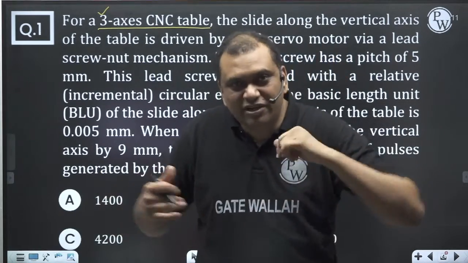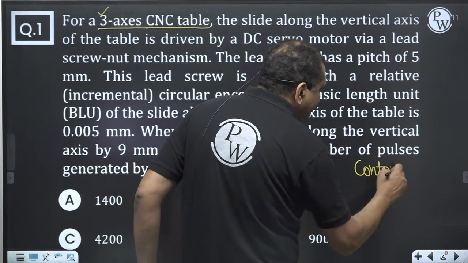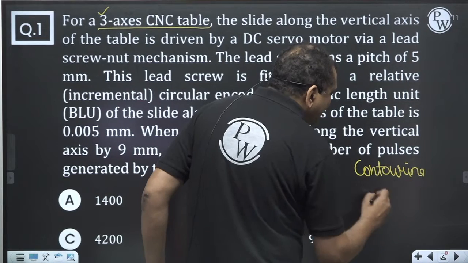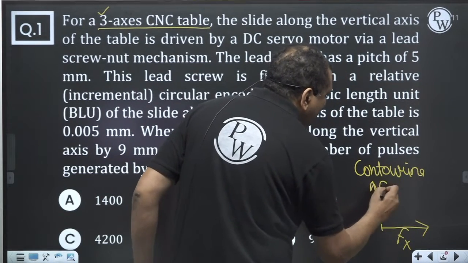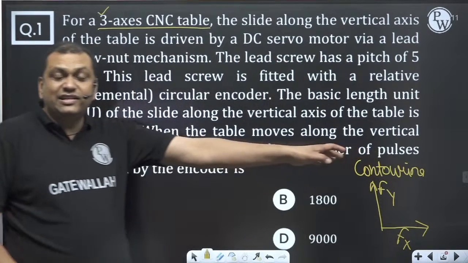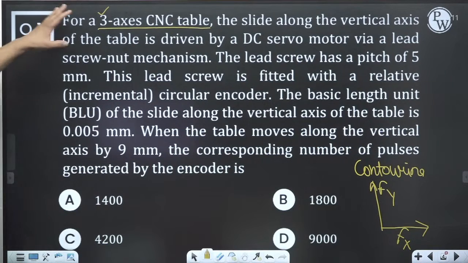Contouring means there will be 2 stepper motors, one along X, another along Y, and simultaneously I am controlling these 2 stepper motors. Okay, it was a side point.